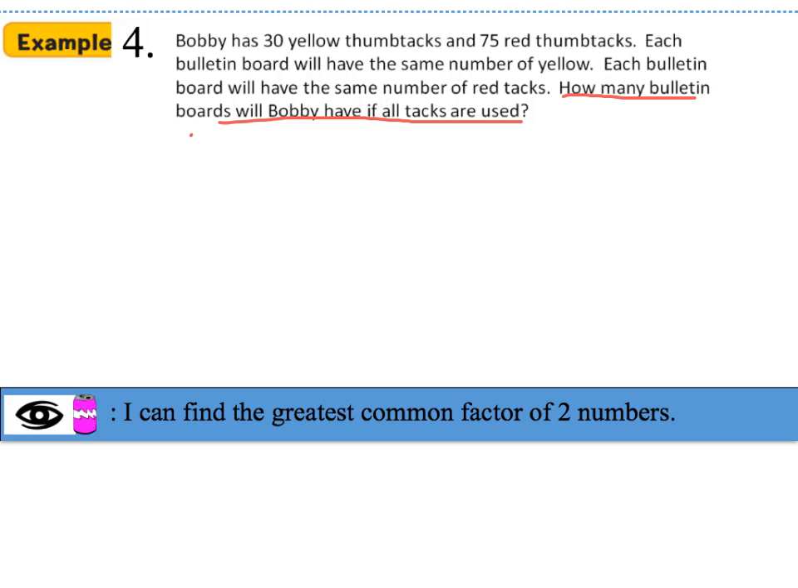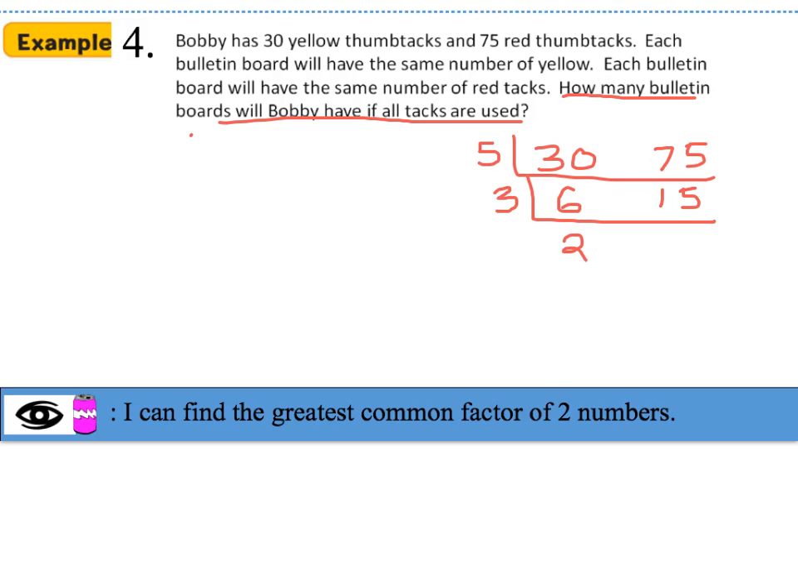So let's go ahead and write it. 30 and 75. And we're going to use the upside down ladder to figure that out. So the number that goes into both, let's try 5, because 5 goes into 30 6 times. And 5 goes into 75 15 times. We can continue to add on to our ladder. The number that goes into 6 and 15 would be 3. 3 goes into 6 twice, and 3 goes into 15 5 times.